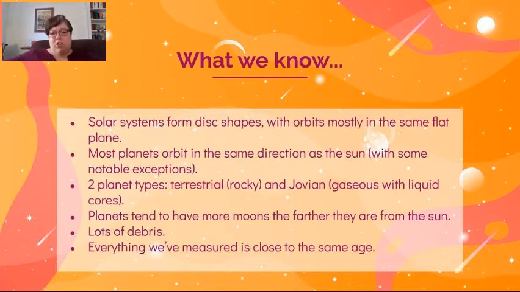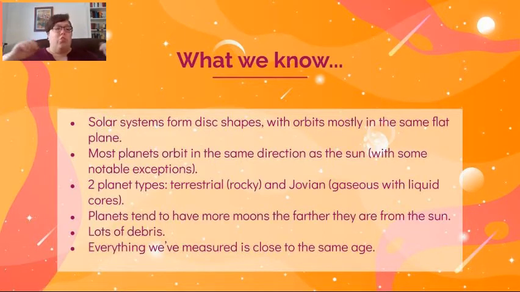With a couple of exceptions, in our solar system specifically, we're talking about Venus and Uranus, all of the planets in a solar system tend to go around their orbits in the same direction. And that direction is the same direction as the rotation of the star at the center of that solar system.